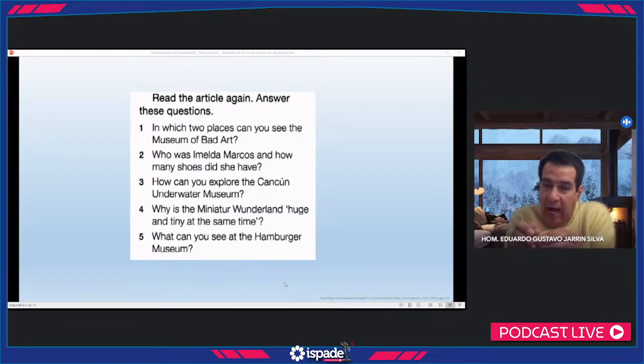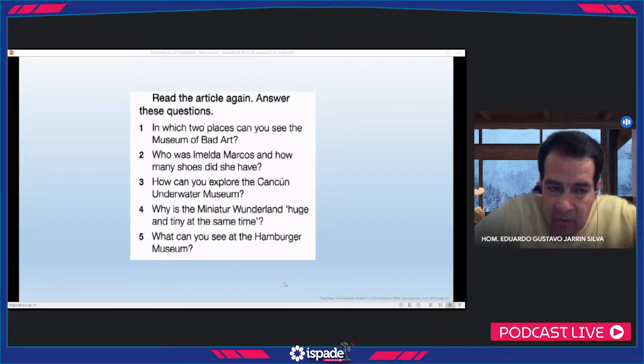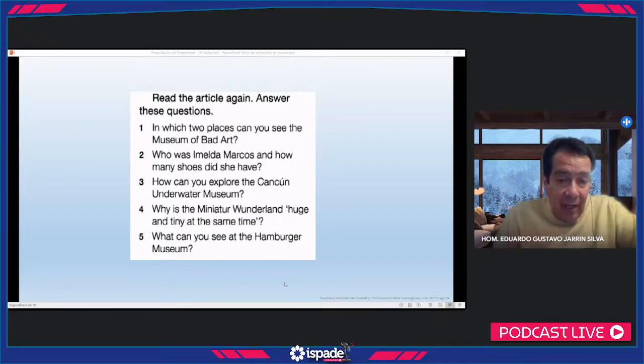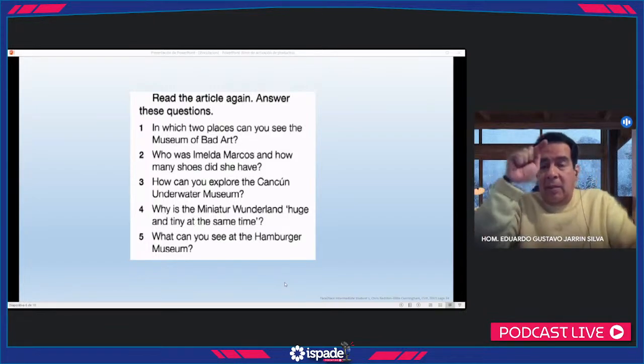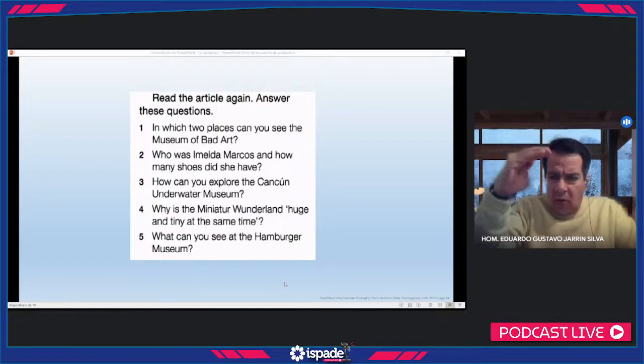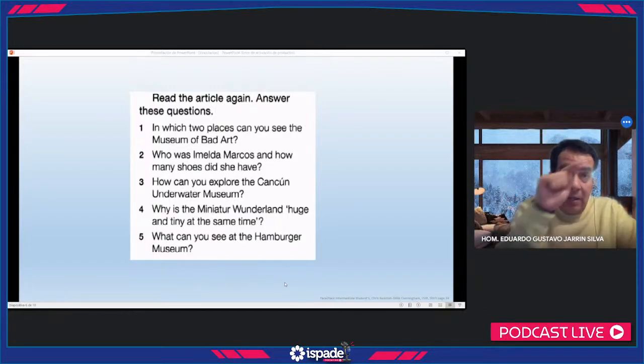Obviously, a number which is associated with the name. Number 3, how can you explore the Cancun Underwater Museum? It is the same. You have a name, Cancun, which is in Mexico. You have Underwater Museum. There you have two names which can help you scan the information. So you don't have to go reading line by line in detail, absolutely the whole article to find that part. You can go quickly through the lines, and whenever you see those names, you stop, you spot where it is, and then you answer.